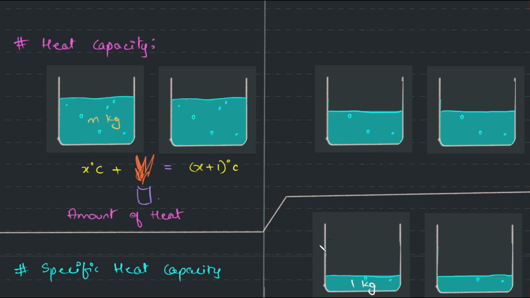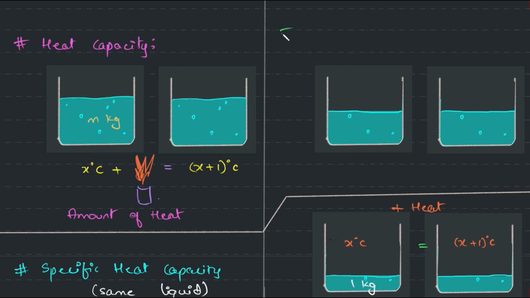Okay guys, same object, same liquid. In this case, I'm using liquid, apparently. So here, if I take 1 kg, in this case too, we are looking at x degrees Celsius to x plus 1 degree Celsius. This amount of heat is what is specific heat capacity, because we are dealing with 1 kg.